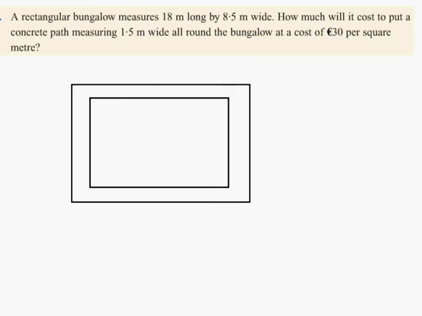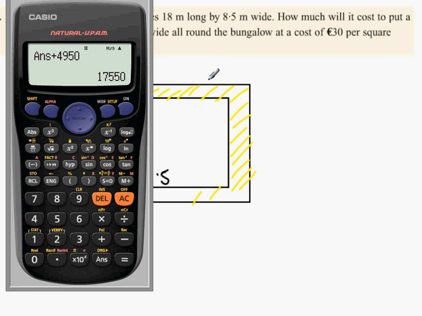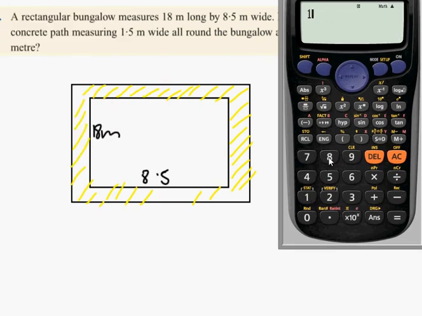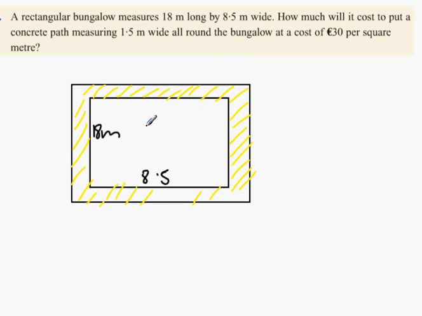Now, what's 18 metres long? The big rectangle or the small rectangle? Why? How do you know it's the small one, Ben? Okay, so see the yellow path here? What's inside that is the 18 metres by the 8.5. Now what's the area of the bungalow then? How do we find the area of that? And we get 153.